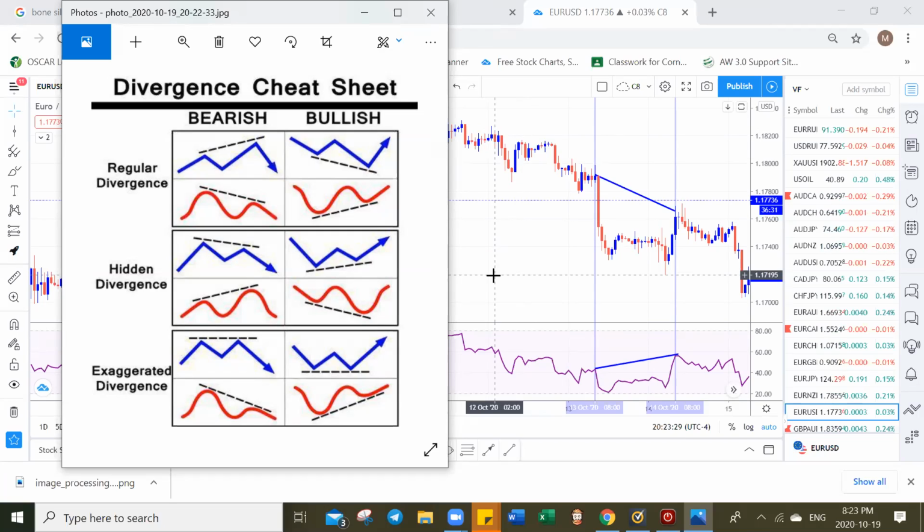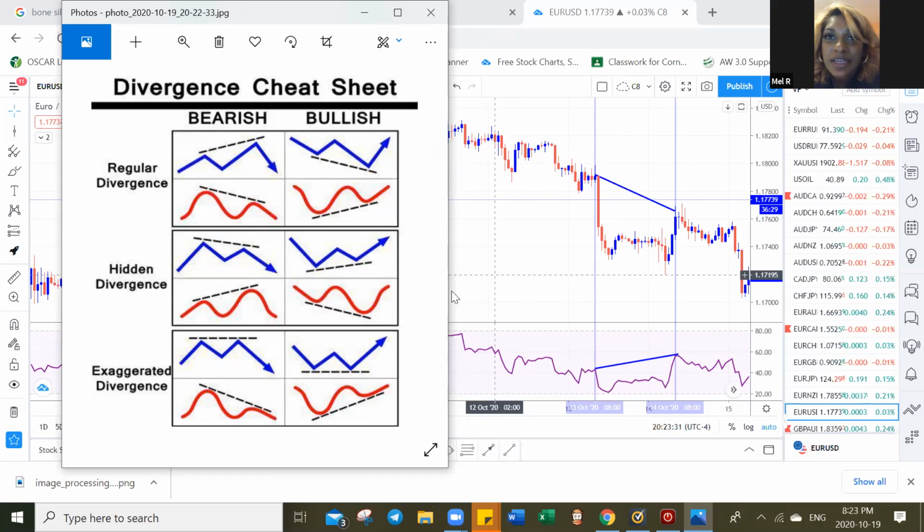Okay, let's break this down. Why did she say hidden divergence? For hidden divergence, you basically want price to be going down and you want the indicator to be going up. You're connecting a lower high with another lower high. That's exactly what Reese did over here. Then you want to match that up directly, vertically, onto the indicator you're using. In this case, we have the RSI.